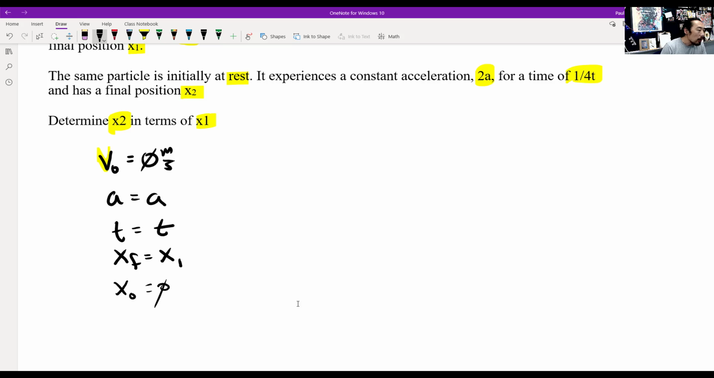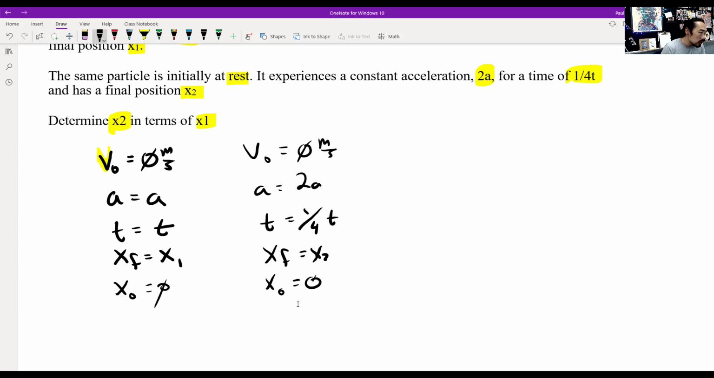All right? So now we'll look at scenario 2. So scenario 2, our initial velocity is still 0 meters per second. Our acceleration this time is 2a. Okay, and our time is a quarter of the original time, and our final position is now called x2. And once again, because the problem doesn't give us our x initial, we'll just assume that it's 0. And the idea behind that is whenever you measure something, you measure from position 0 and then you measure outwards. Okay, so we have our list of givens. Once again, the left-hand side is a variable and the right-hand side are the givens.